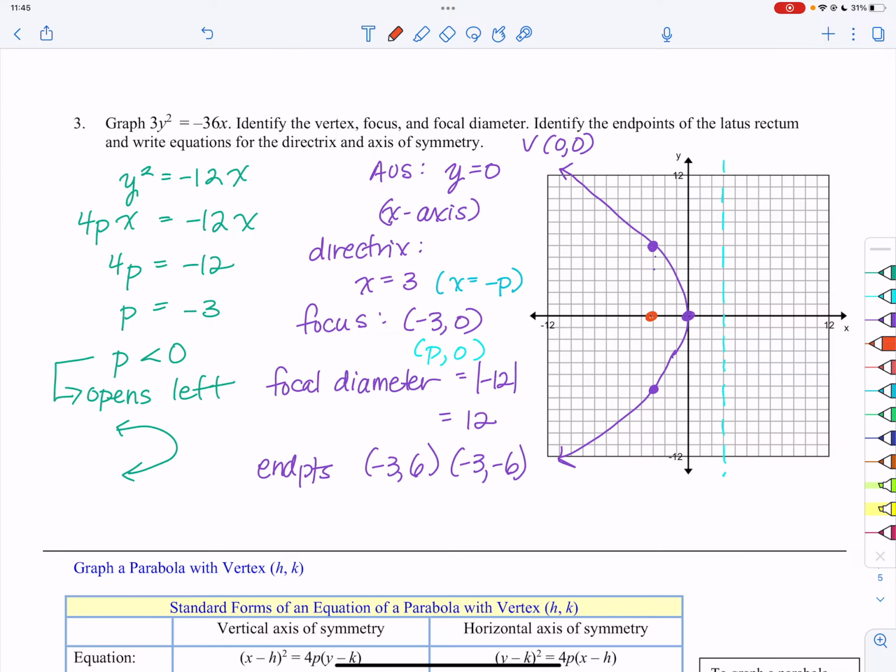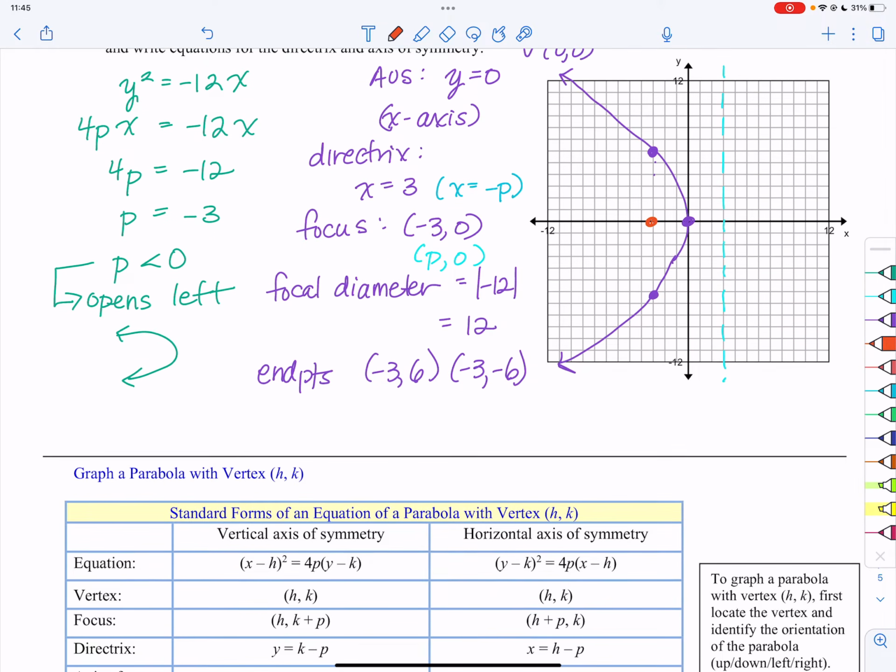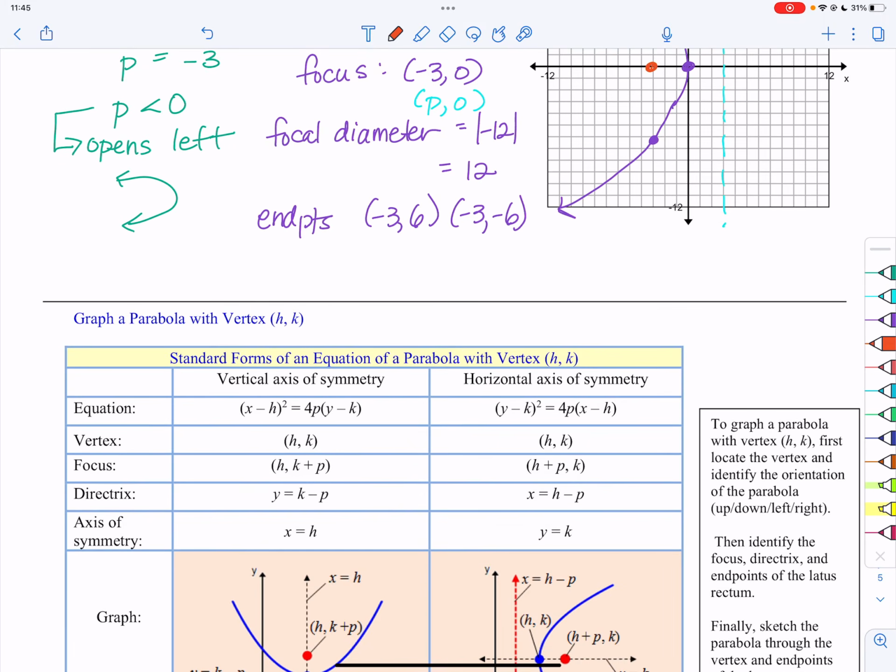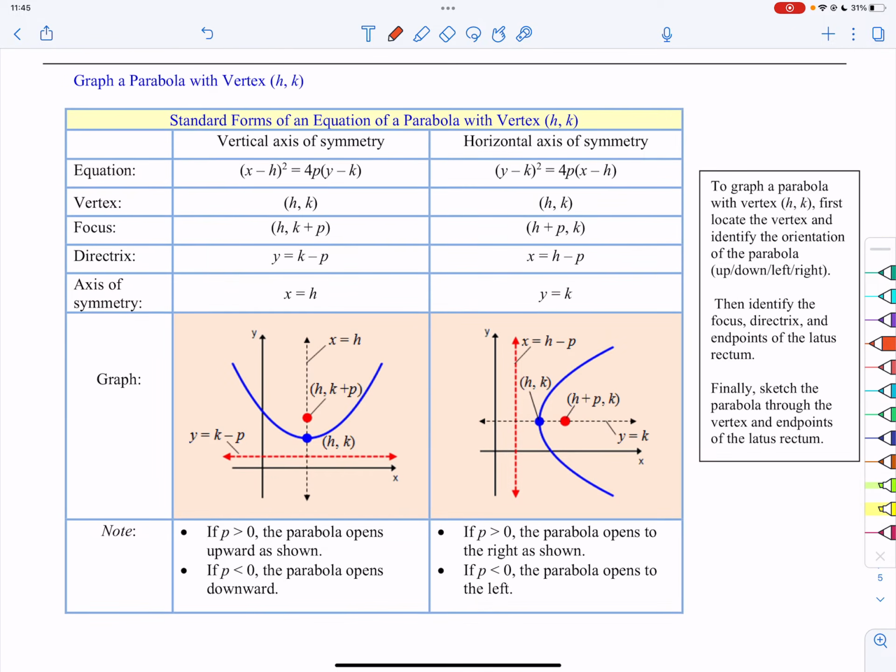Okay. So what if we have a parabola with a vertex that's not at the origin? The equations look pretty similar. As you can see, now we have x minus h and y minus k in place of x and y, respectively. Our focus, we will be adding p to the y coordinate when we have a vertical axis of symmetry. And when we have a horizontal axis of symmetry, we will be adding p to the x coordinate of the vertex to come up with the focus.